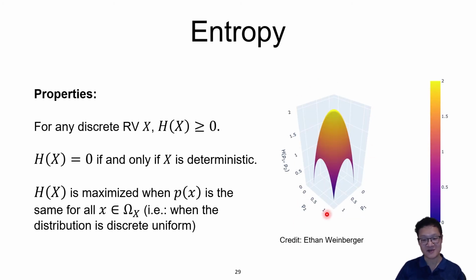This is a two-dimensional case where we could have the entropy of two variables. Again, the entropy is maximized when both of the variables, so both coins in this case, have 0.5 chance of getting heads or tails. And then the entropy goes to 0 whenever the coin flip is for certain.